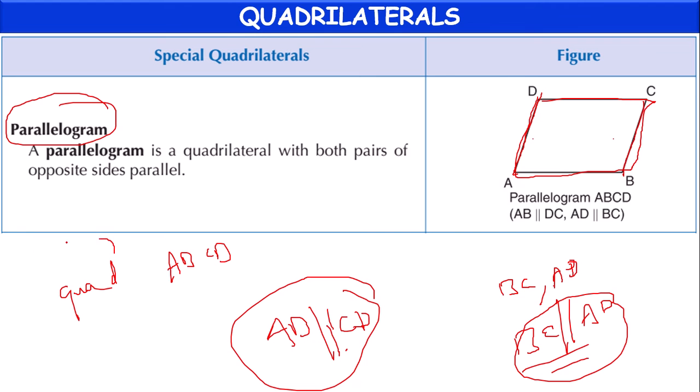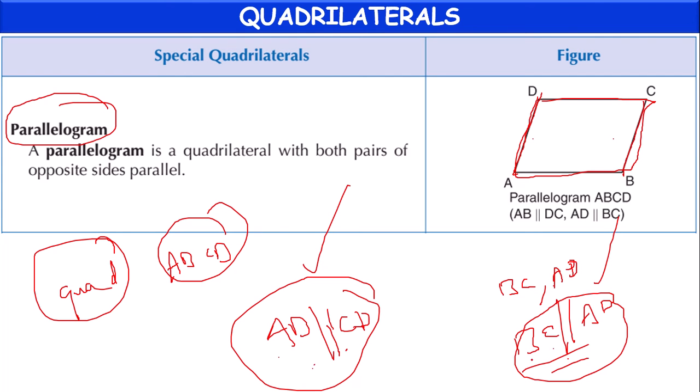So a quadrilateral ABCD which satisfies this condition, which condition? Both pairs of opposite sides are parallel. Such a quadrilateral is said to be a parallelogram. So it is a kind of quadrilateral having this property: opposite sides are parallel, two pairs. Regarding the complete properties of parallelogram, we will be learning in the coming slides. It's just an introduction. What is a parallelogram?